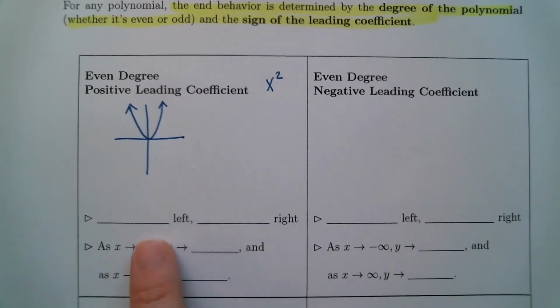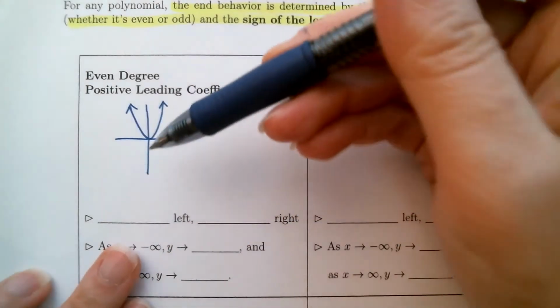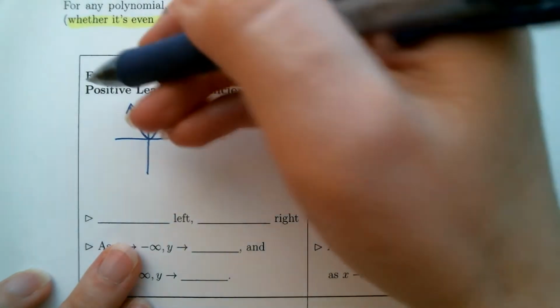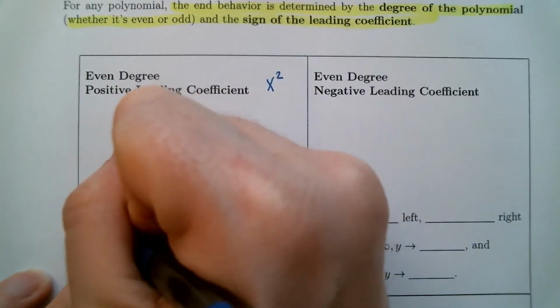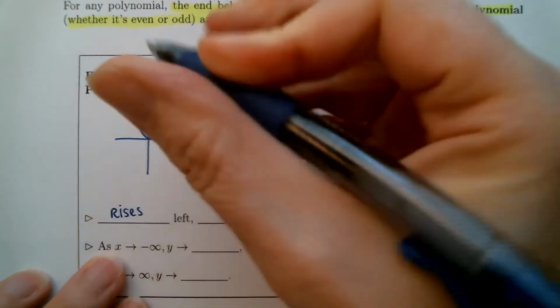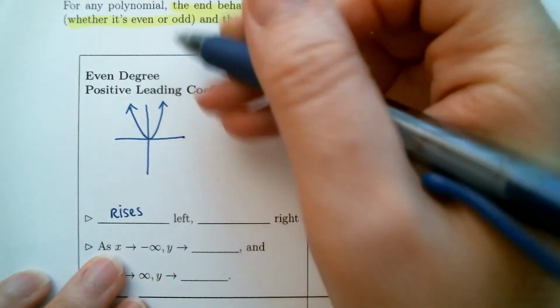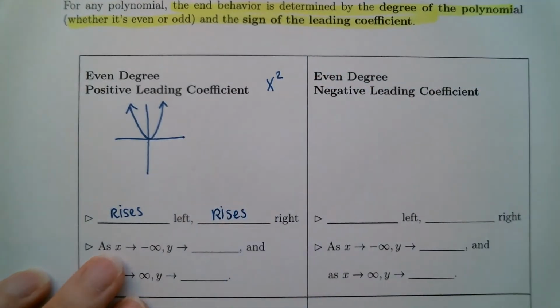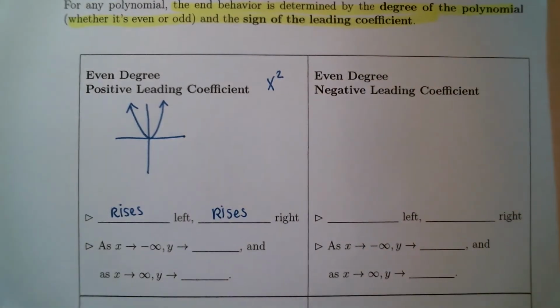We're going to start with the easy way, which is plain English. What's happening to the left? If we travel along the left side, it's rising. So it rises to the left, and on the right, it's also rising. So it rises left, rises right. That's how we can write this in plain English. Now, the mathy version is going to be a little weird, so let's talk about that for a second.